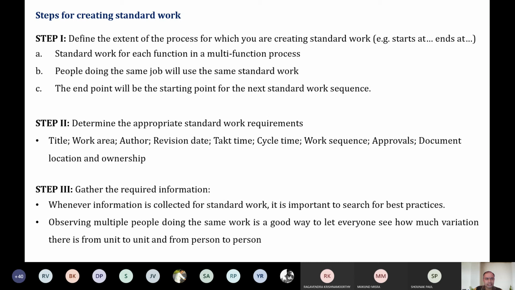So you should create a standard process plan, from starting to ending. Then you create the work requirements. You should know the job title, the working area, who is going to be involved, what the takt time, cycle time and work sequence are, what approvals you got, what documents you require, and who is going to take ownership of this activity. You note all these things down. After that, we get all the required information from the shop floor.